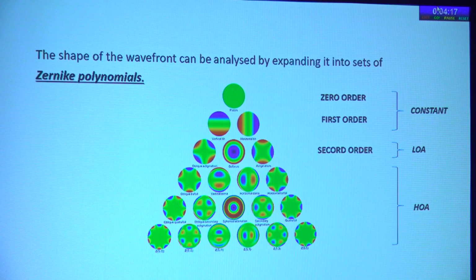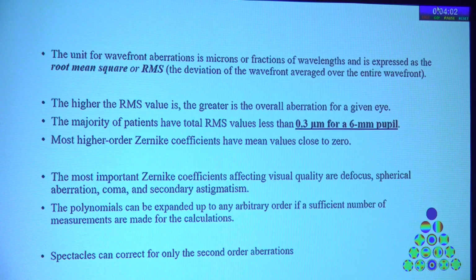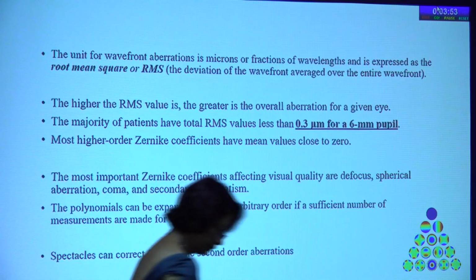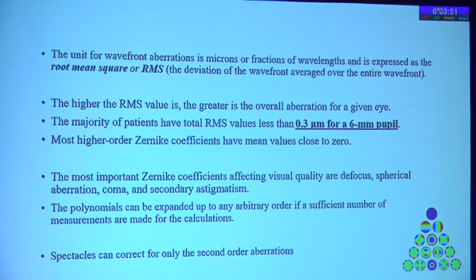So this is a Zernike polynomial. The shape of the wavefront can be analyzed by expanding it into these sets of polynomials. The first two orders, the zeroth and the first, are constant, the second is the lower order, and everything after this would be the higher order aberrations. The unit for wavefront aberration is microns or fraction of wavelength, and it is expressed as root mean square, RMS, values. The higher the RMS value, the greater the overall aberration for a given eye. The majority of patients have a total RMS value less than 0.3 micron for a 6 mm pupil.